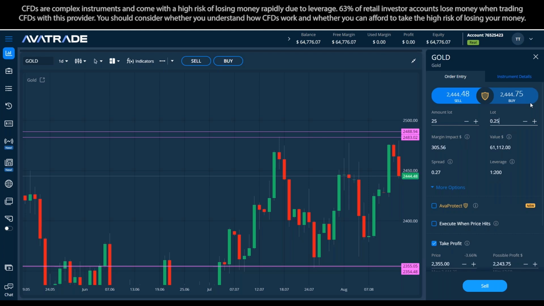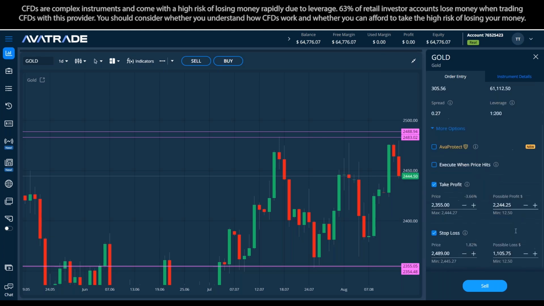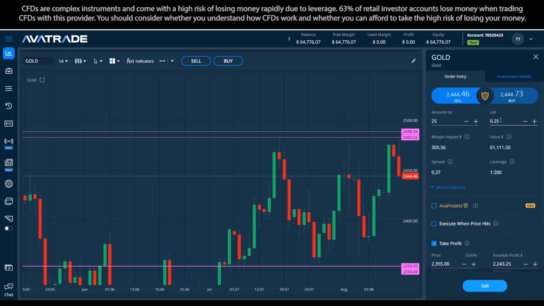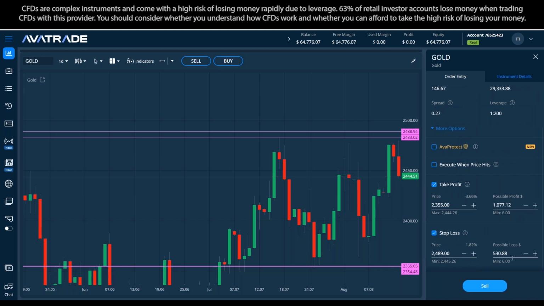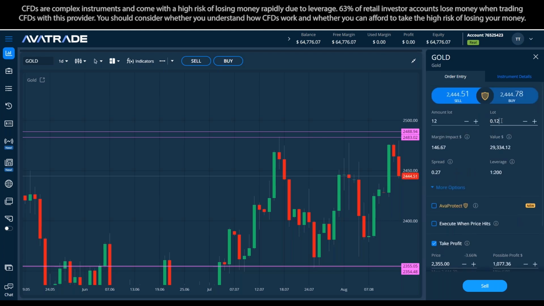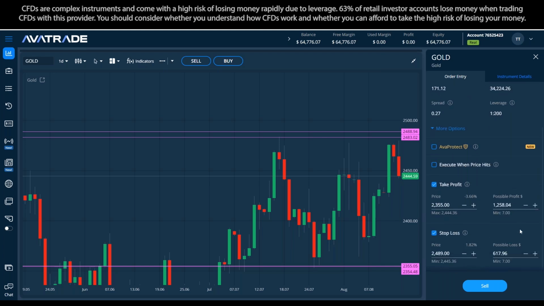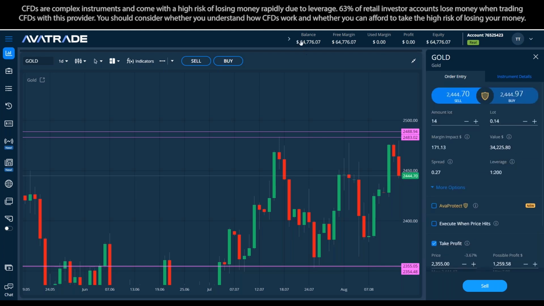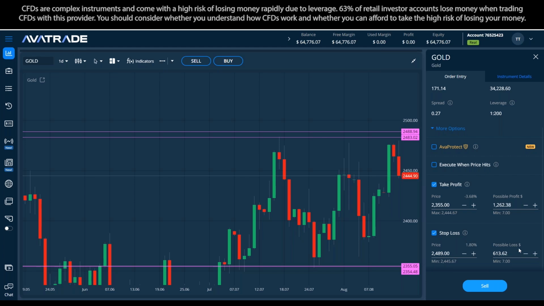0.25, I'm risking 1,100. 0.12, risking 530. So now I'm getting close to maybe 1% risk on my balance, something like that. 1% would be about 647. So as an example, I've just risk managed the trade size with this technical setup for a little less than a 1% risk on my balance.